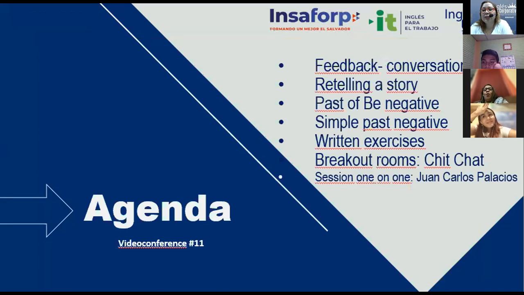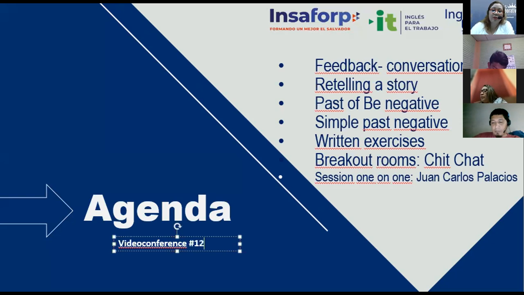Our agenda for tonight is, first of all, remember that I told you about a conversation. Do you remember the conversation I sent? ¿La leyeron? La conversación que les dije que les iba a mandar para que fuera la primera actividad de esta noche. Okay. We are going to have feedback with that conversation. ¿Y cuál es el feedback que vamos a hacer? Es retelling a story. Okay, retelling a story. Vamos a contar qué es lo que sucedió. Okay, we're going to see how to use the be negative, how to use the past negative, the simple past tense. Then we are having some written exercises and a chit chat later, okay, in the breakout rooms.